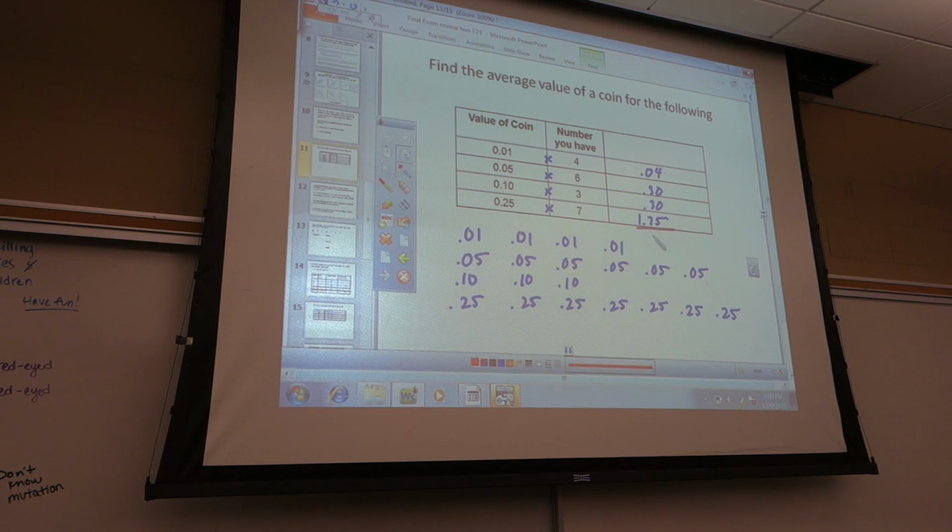Add those up. What'd you get? 239? 2.39. Yep. I have $2.39. Now, how many coins do I have all together? 20. So it's going to be 2.39 divided by 20. Does that make sense for folks? And that ends up being 0.1195.